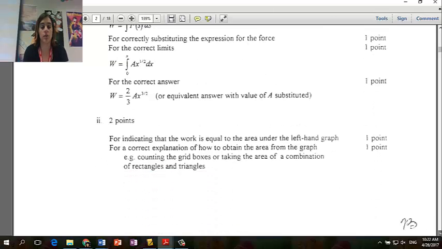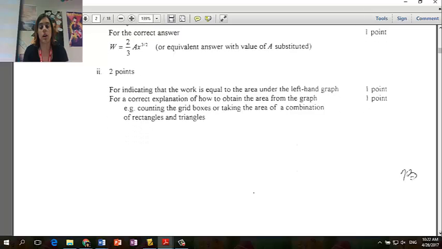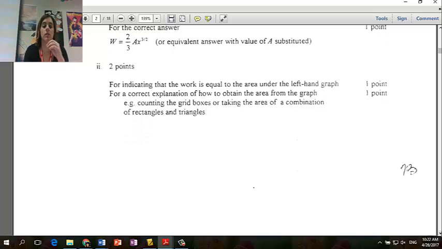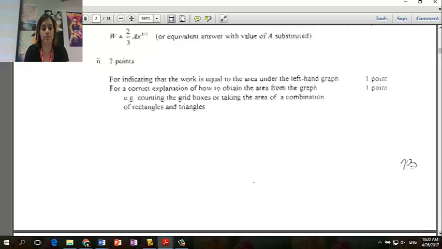For part 2, for those points, you could say you could find the area under the curve for the left-hand graph, or having a correct explanation for obtaining the area under the graph, so some type of points there.